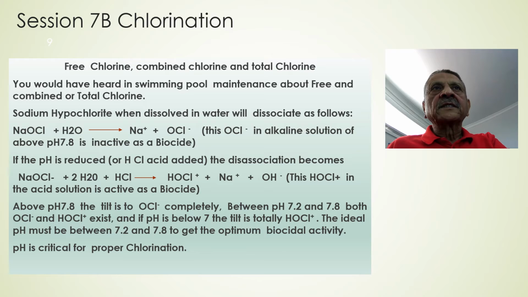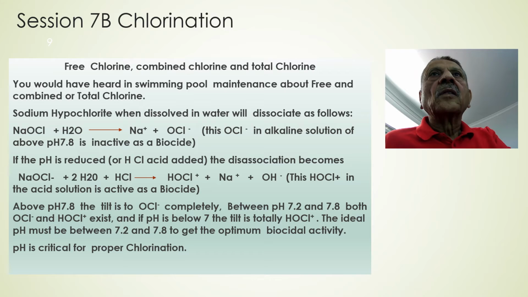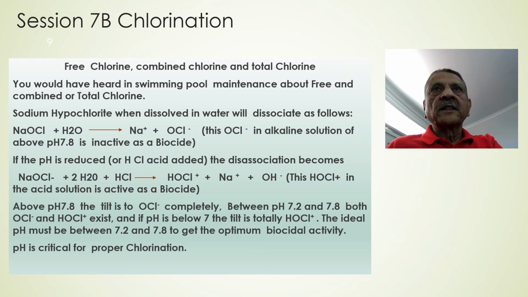What happens is when sodium hypochlorite, that is your bleach, is dissolved in water, it will dissociate to form sodium and oxygen chloride, OCl, or hypochlorites. Now, in alkaline solution, which is above 7.8, it remains as OCl.